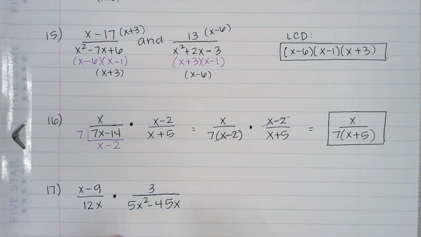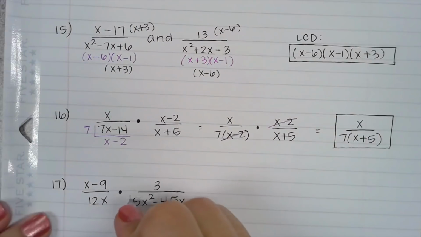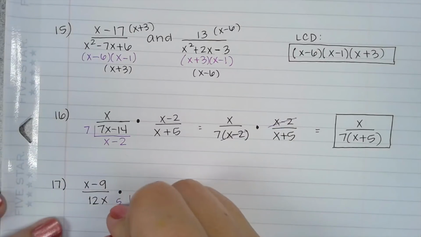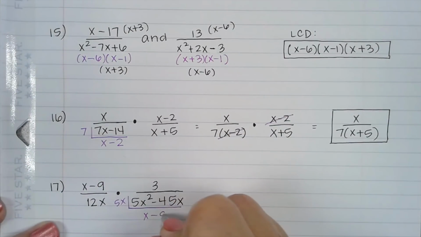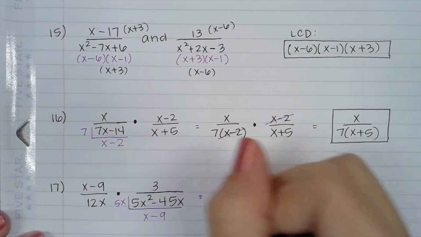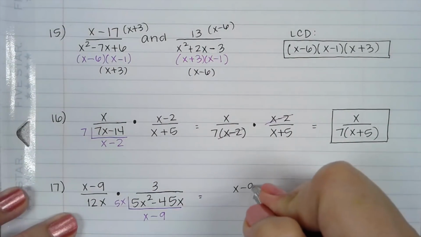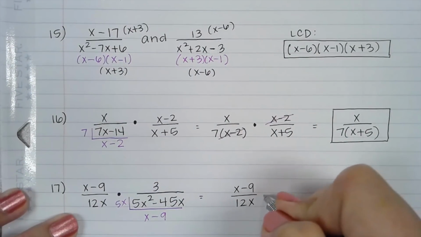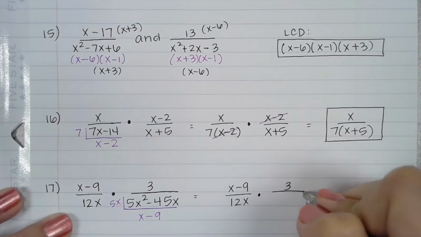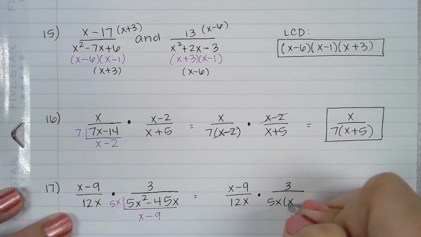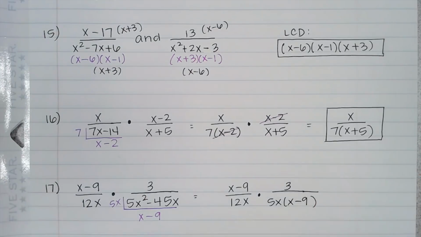And again, you don't want to start trying to cross things out until after everything is written in factored form. So for 17, I can GCF out a 5 and an x from this one. And so my first expression stays the same. And then my second expression becomes this product. And so now I can go through the work of actually crossing things off. So factoring first is really important when you're doing multiplication.